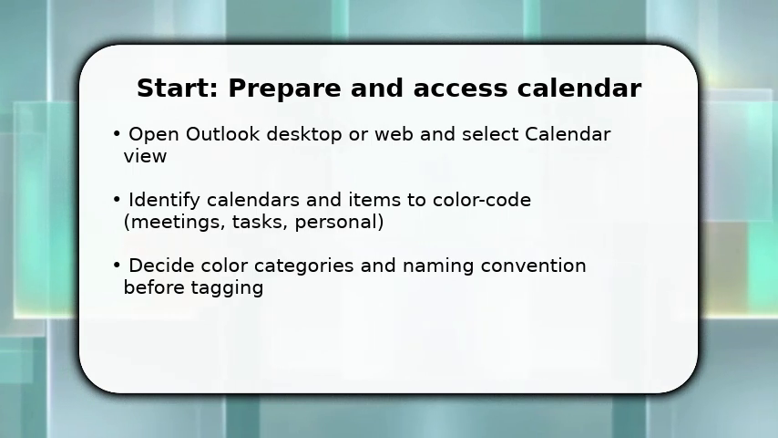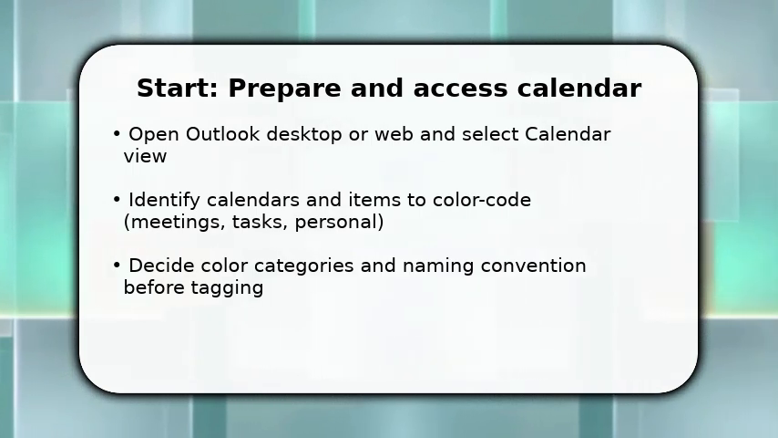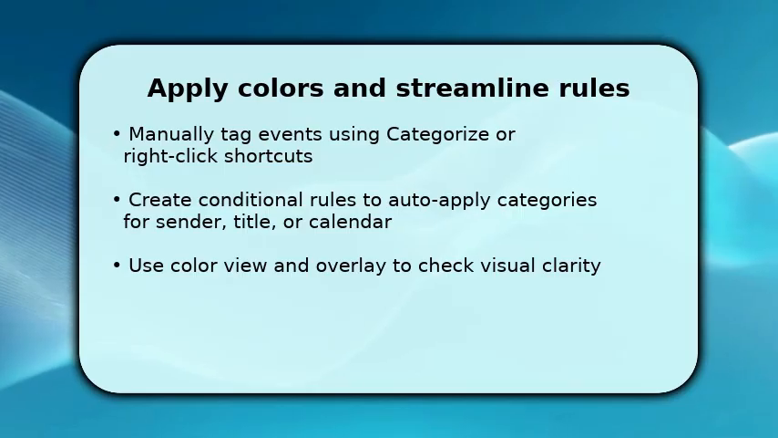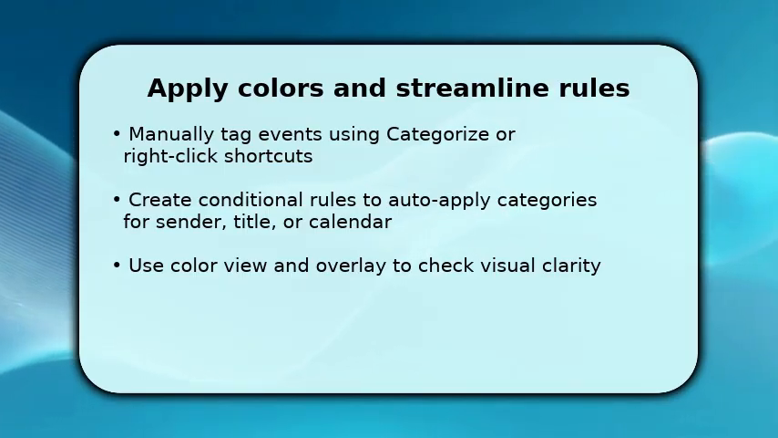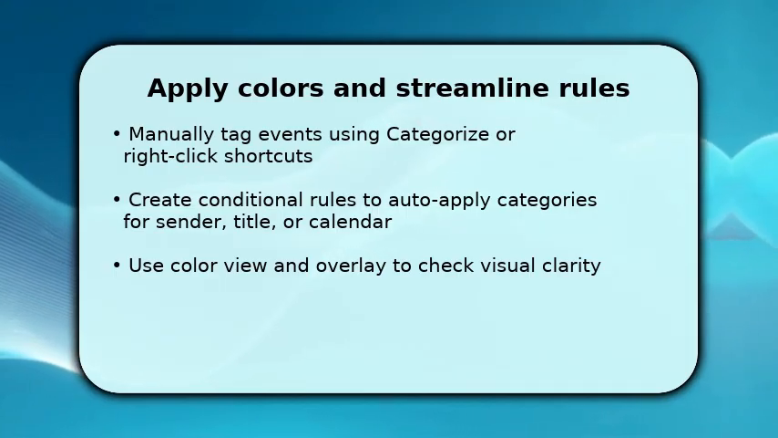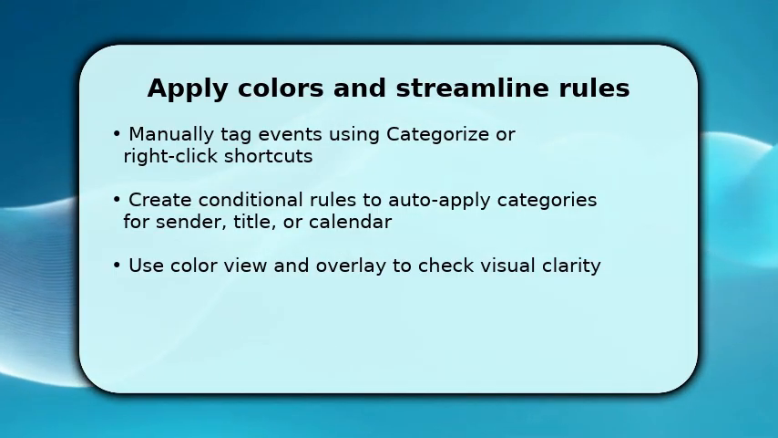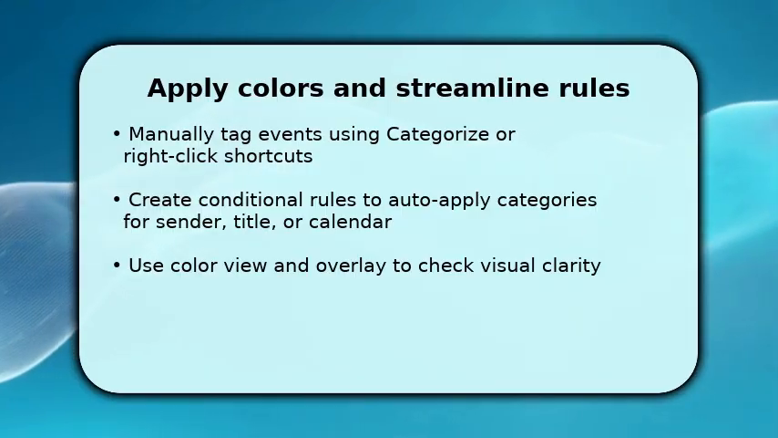Now apply categories to events and meetings. You can tag manually, select an event and pick a category, or multi-select several items to tag in bulk. Once you have patterns, set up conditional rules, for example, auto-category for event subject keywords or organizer email, using Outlook's rules or quick steps. This saves repetitive work and enforces consistency.